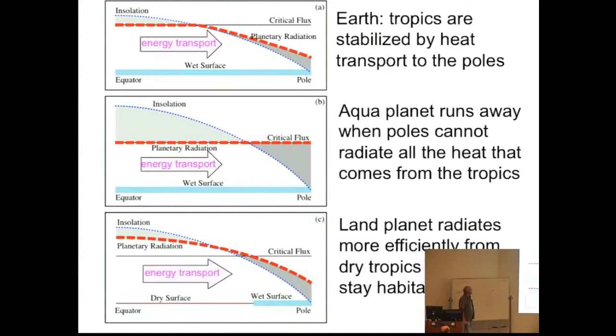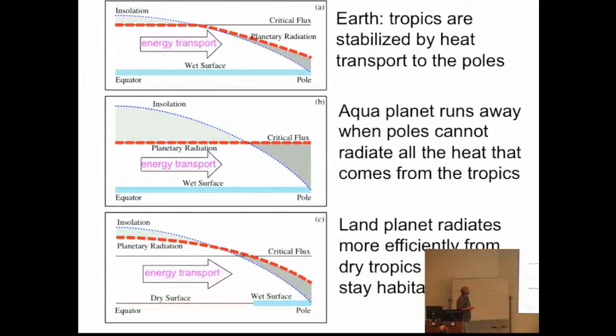On Earth, at current insolations, your tropics are stabilized by heat transport to the poles. So sunlight comes in more at the tropics than at the poles. Infrared radiation is radiated more from the tropics than at the poles. But some of the energy is moved from the tropics towards the poles, so that the poles do more of the work of radiating, and the tropics do less of the work of radiating. And so we have a little picture here of energy transport to the right.